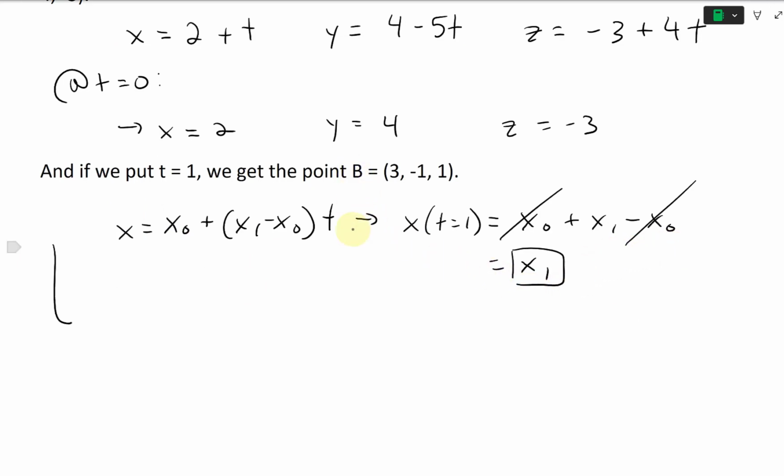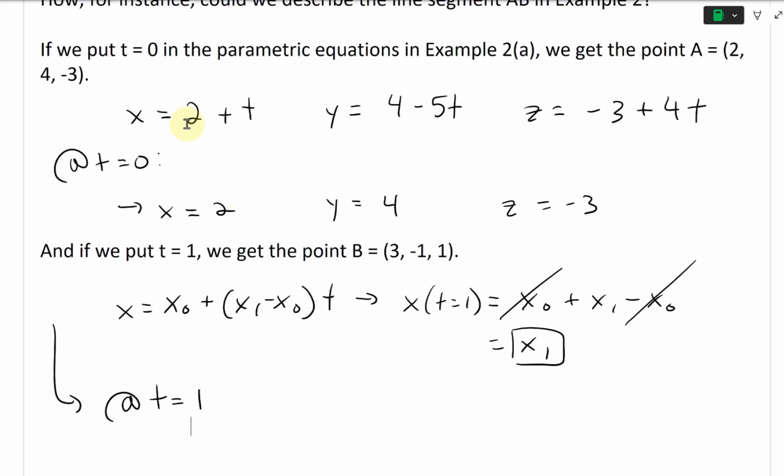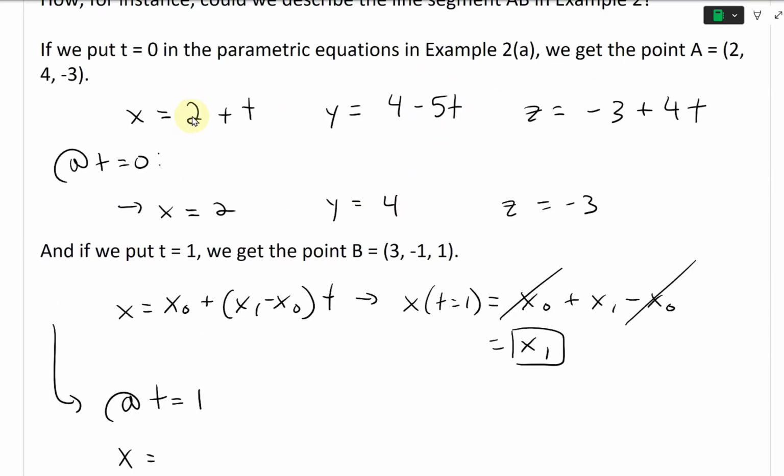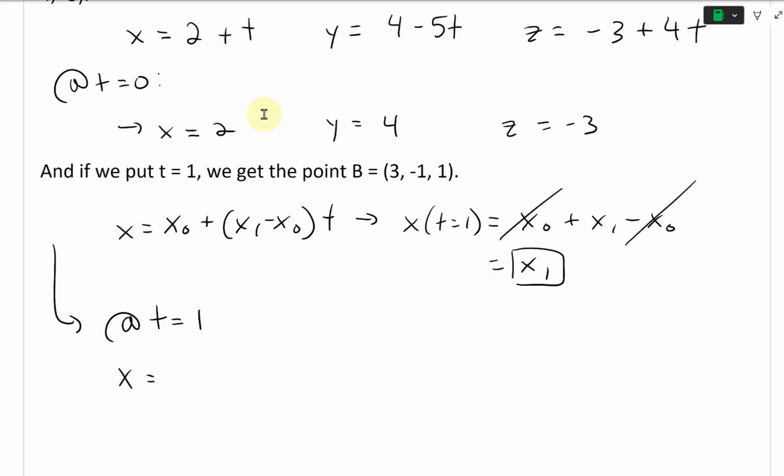So in other words, here at t equals 1 for our scenario, plug in 1 here. So 2 plus 1, 4 minus 5. So write this here. This is going to be 3, negative 1, and 1. So you go plug it in, 2 plus 1.